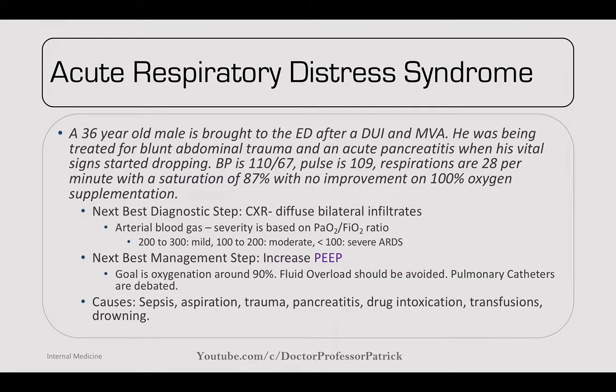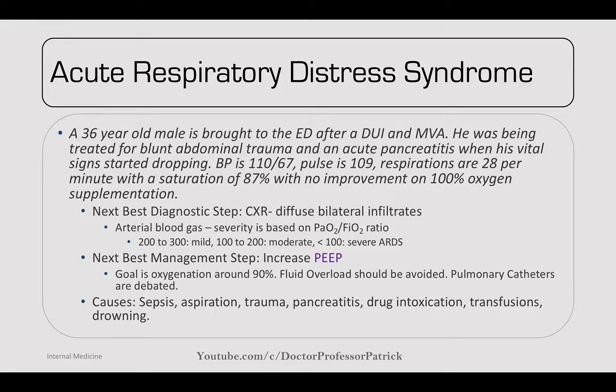So moving into acute respiratory distress syndrome. We've got a 36-year-old male who was brought to the ED after a DUI and motor vehicle accident. He was being treated for blunt abdominal trauma and acute pancreatitis when his vital signs started dropping. His blood pressure is 110/67, pulse of 109, and respirations are 28 per minute with a saturation of 87%, and it's not improving on 100% oxygen supplementation. So your next best step here is a chest x-ray.